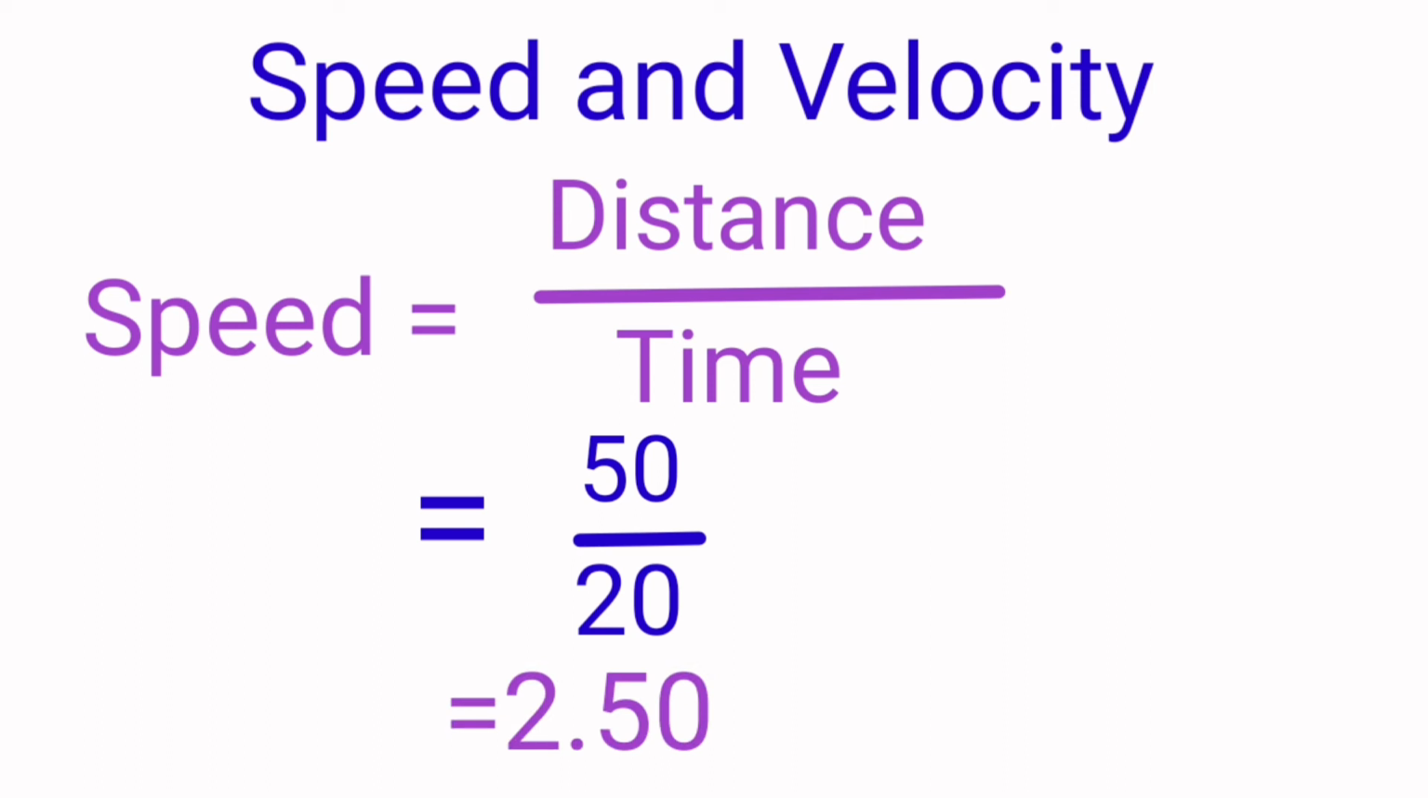We get the magnitude of the speed is 2.5. But what is the unit of the speed? Distance is measured in meter and time is in second. Hence, the SI unit of speed is meter per second.